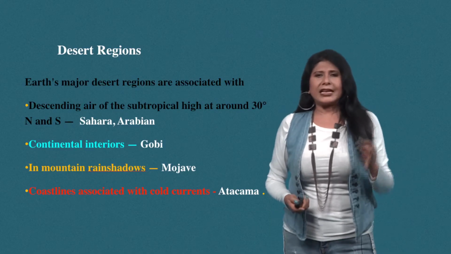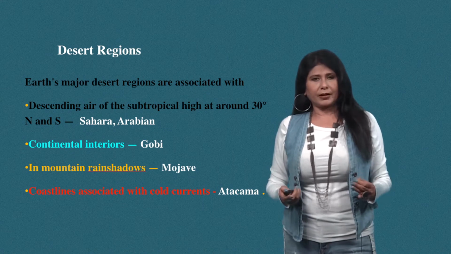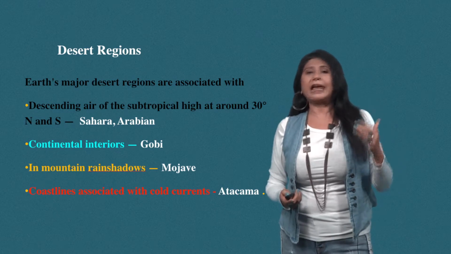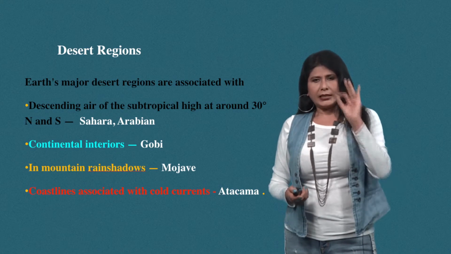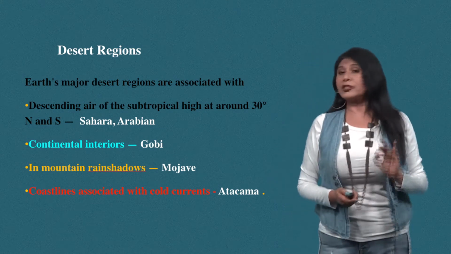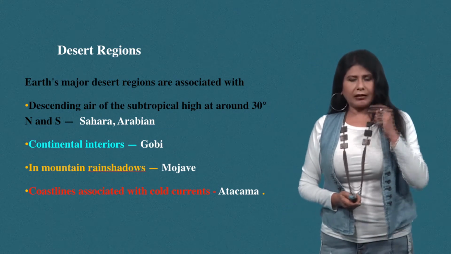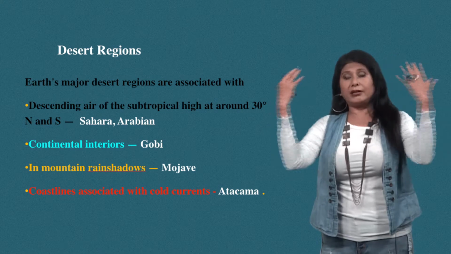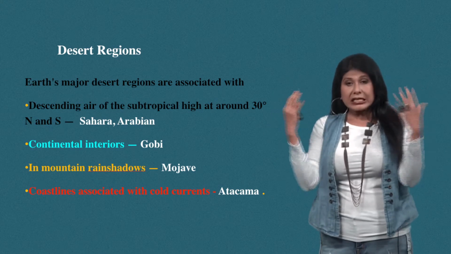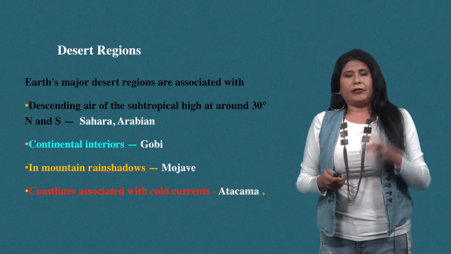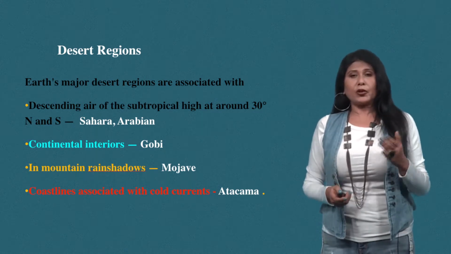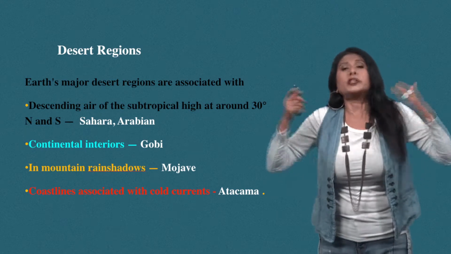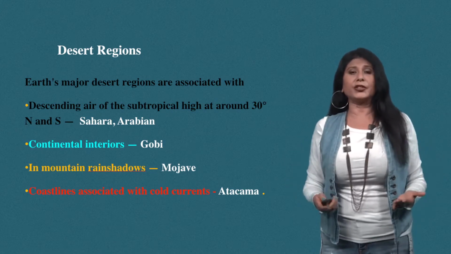So Earth's major desert regions are associated with 4 causes. Descending air of the subtropical high at around 30 degree north and south. Sahara and Arabian, these 2 deserts fall under that category. Continental interiors, means the area is so far away from moisture laden winds and from the sea. Gobi Desert. Rain shadow, the desert because of rain shadow, Mojave Desert. And coastlines associated with cold currents also give rise to some of the driest deserts in the world, that is Atacama.